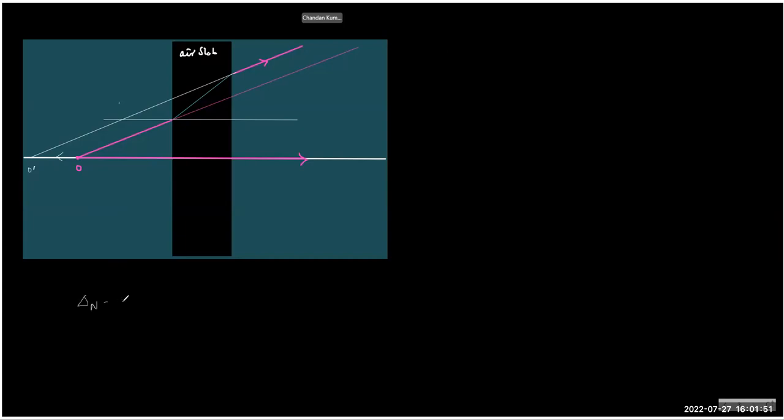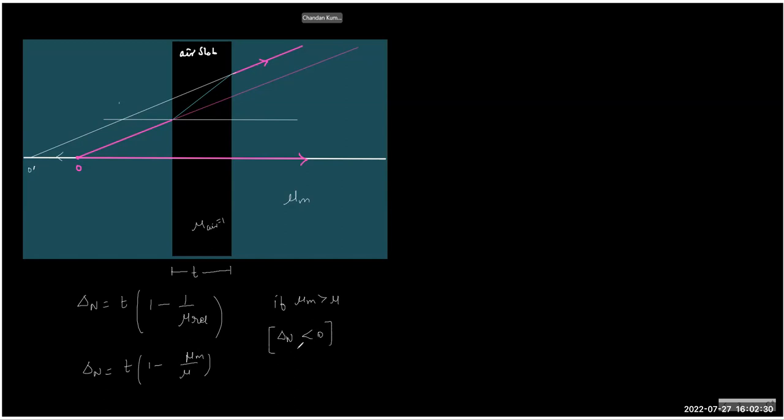Our mathematical formula is thickness of the slab times 1 minus 1 by mu relative. Now, of course, this is the mu and this is mu. Luckily, this is air, actually, so it's 1. I can have anything. So the formula we can write as 1 minus mu by mu m, which is mu m by mu m. Now, if mu m exceeds the mu itself, the delta n will be negative. Correct? That's logical. If the surrounding itself is denser than the slab itself, the reverse phenomena will take place.